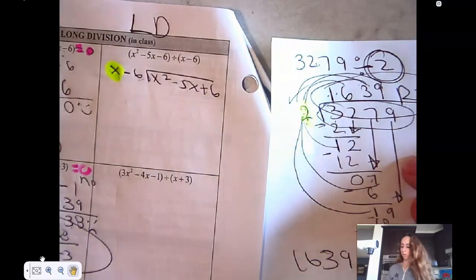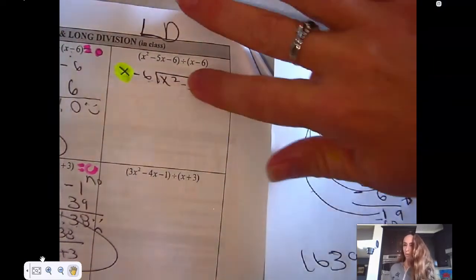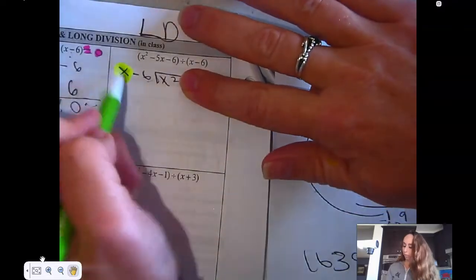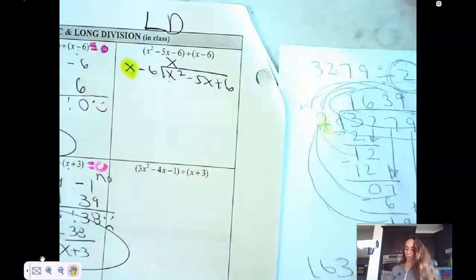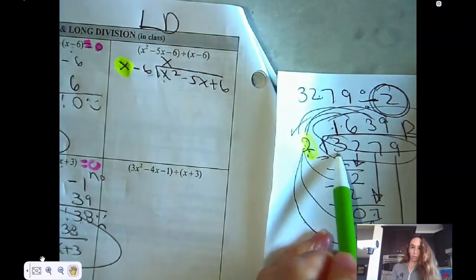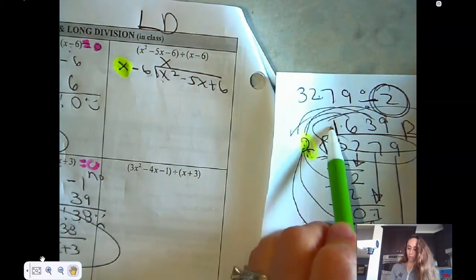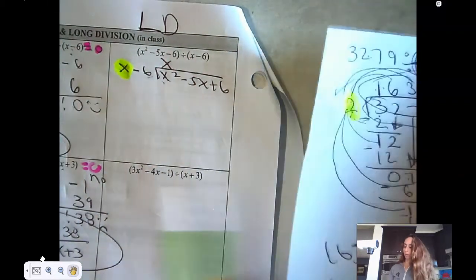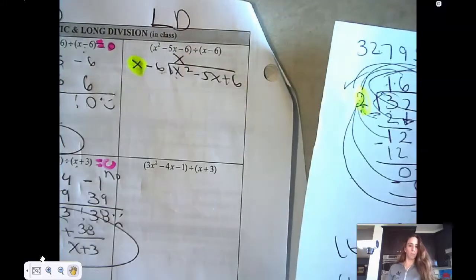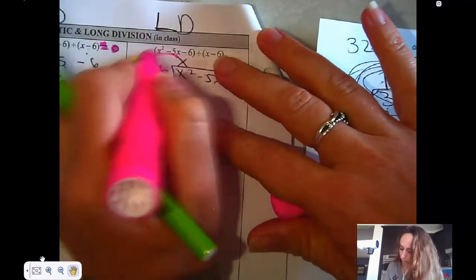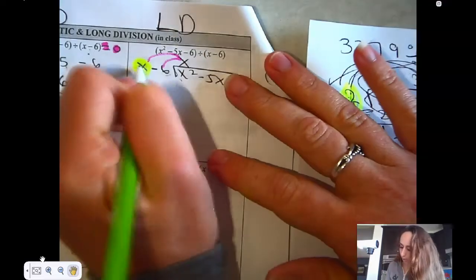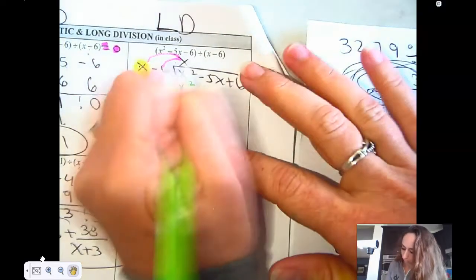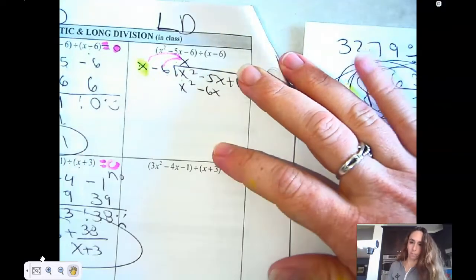So what's the thing? Did we go 2 goes into all of this or just the first term? Just the first term. So all you're going to do is you're going to focus on that yellow x, and you're going to go x goes into x squared, x times. Just like we went. 2 goes into 3 one time. Then what did we do? We multiplied to get this. So now when we multiply, we're actually going to multiply it to both, because there's actually 2 terms. So I would get x squared minus 6x.